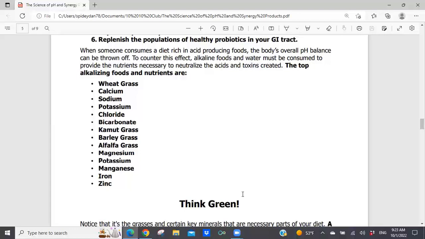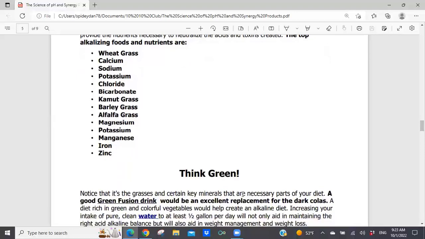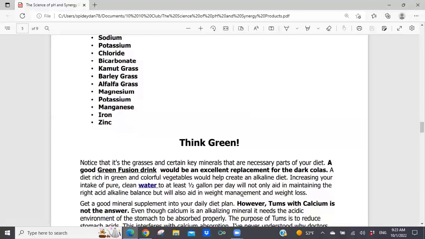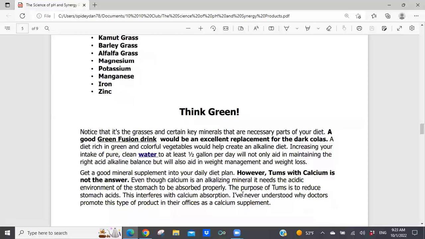Now, when you look at this list, you can see that there's a lot of things that are green on this list: kamut grass, barley grass, alfalfa grass, wheatgrass. Well, you can consume those things, or as we'll find, Synergy has a great product that already gives you those things. So one of the things that you can do is what we call a green fusion drink. That would be a great replacement for your dark colas.